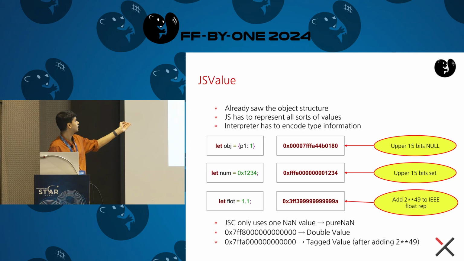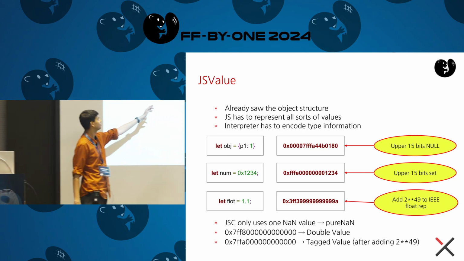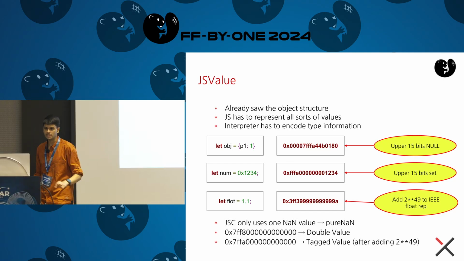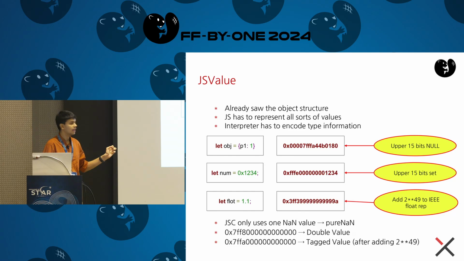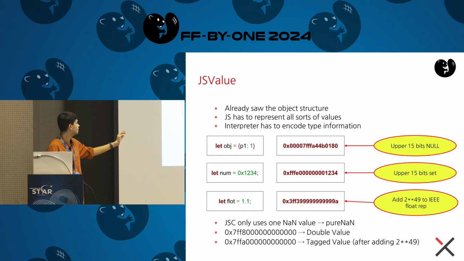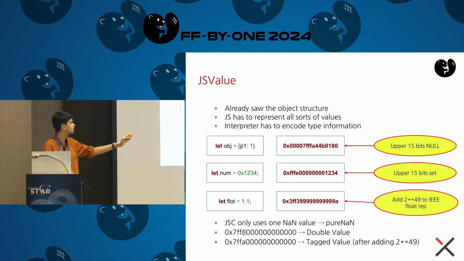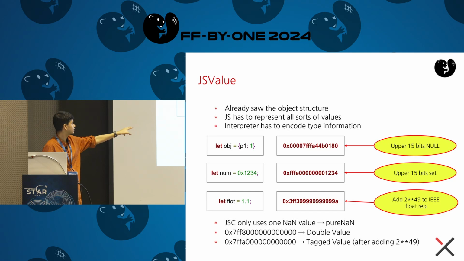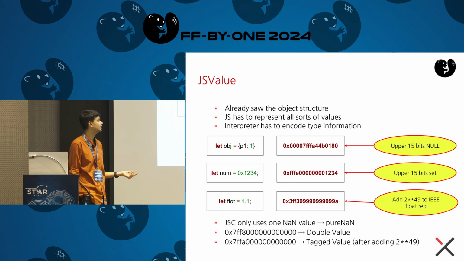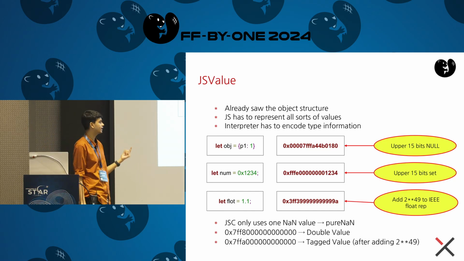If we are storing a number, JavaScriptCore actually uses the pointer, uses this FFFE. So the upper 15 bits are set. And finally, if we have a float, it is encoded using the IEEE 754 format. This is the 1.1, IEEE 754 will give us some value. And JavaScriptCore, what it will do in turn is that it will add 2 to the power 49 to our IEEE encoded thing.